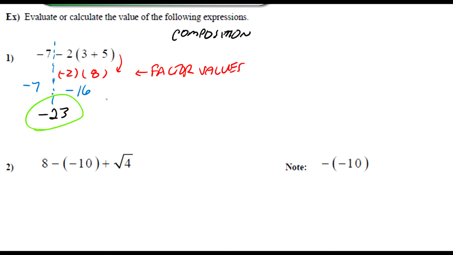So once I get done with my term values, then I can combine to get the value of my expression. So let's try that again here.